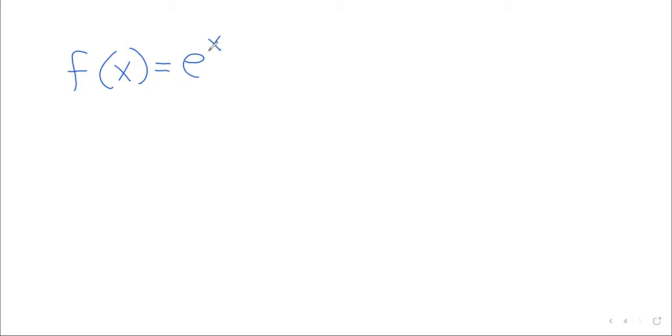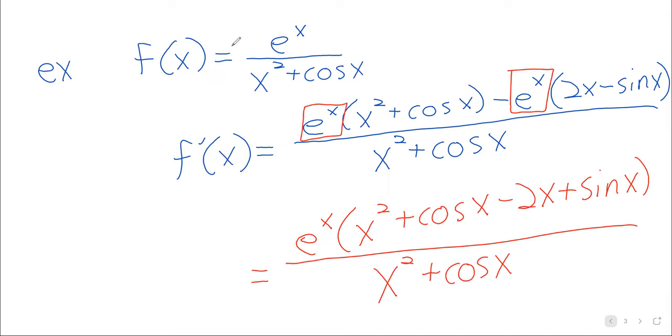E to the 2x. Let's start kind of small. If f of x is e to the 2x, let's take the derivative. And because the chain rule was only yesterday, let's remind ourselves of it.